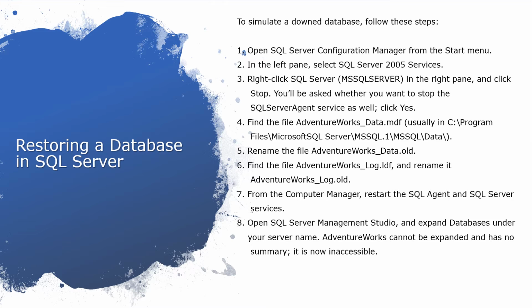To simulate a down database, follow these steps. Open SQL Server Configuration Manager from the Start menu. Second, in the left pane, select SQL Server 2005 Services. Right-click SQL Server, MS SQL Server in the right pane. Click Stop. You will be asked whether you want to stop the SQL Server Agent service as well. Click Yes.